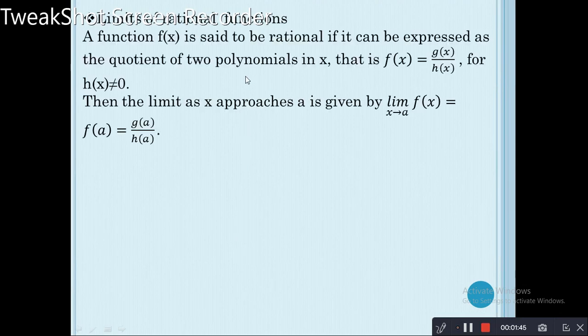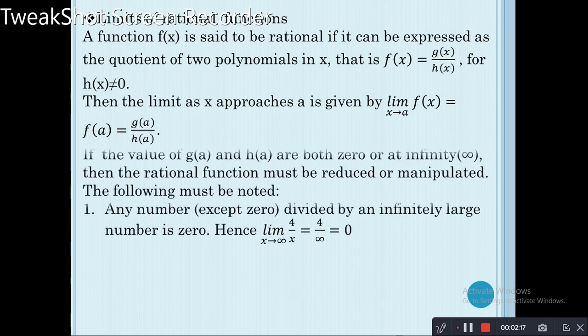So the limits of rational functions. A function f of x is said to be rational if it can be expressed as the quotient of two polynomials in x. That is, f of x equals g of x over h of x, for h of x which is not equal to 0. Then the limit as x approaches a is given by this. If you haven't checked out our videos on relations and functions, you can check it out so that you can understand what will be going on in subsequent things.